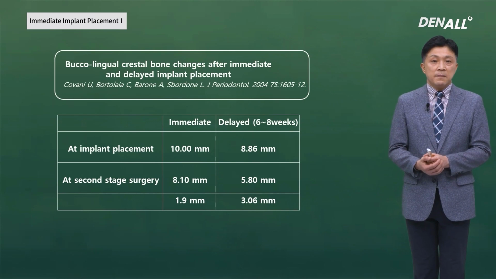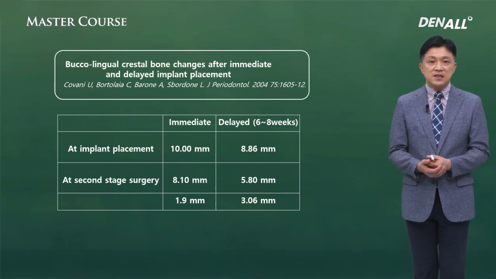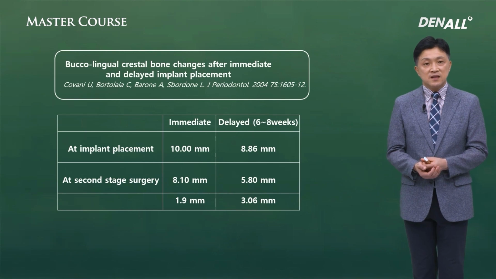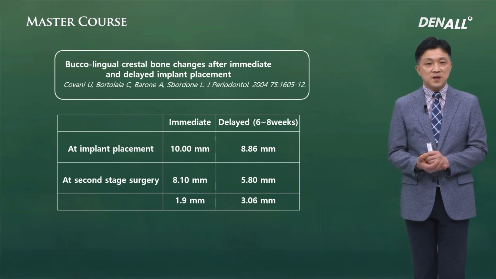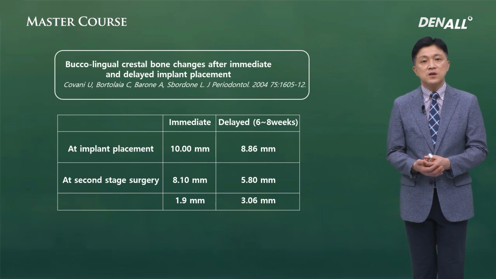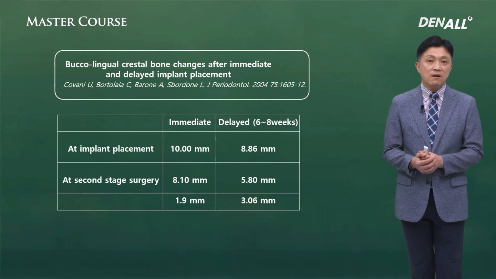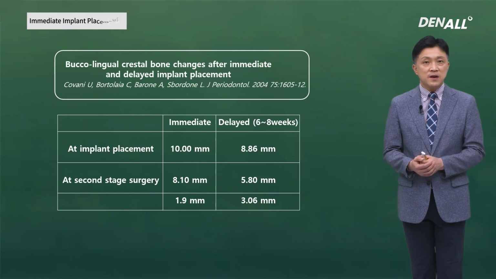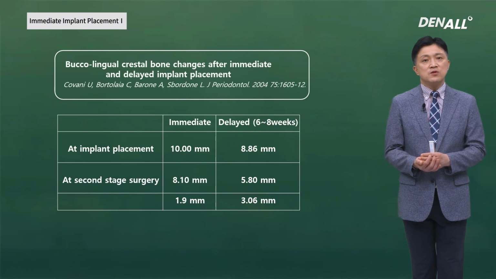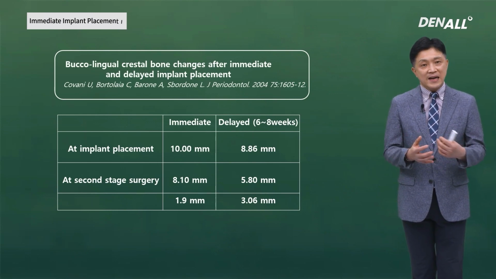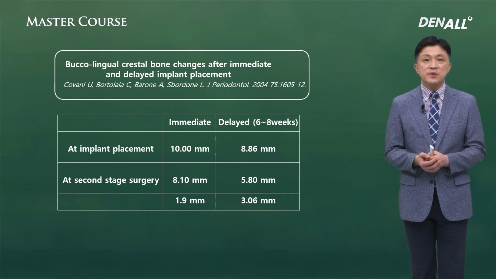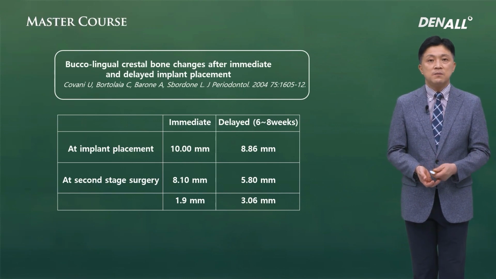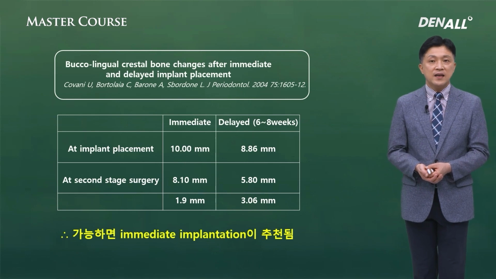In the case of delayed implant placement, which is implant placement 6 to 8 weeks after extraction, at the time of implant placement, the ridge width is 8.86 millimeters, and at second surgery, it becomes 5.8 millimeters, so a decrease of 3.06 millimeters. Therefore, if you do immediate implant placement, the dimensional changes are smaller than when you do delayed implant placement. In terms of preventing dimensional loss, I believe it is more favorable to do immediate implant placement.